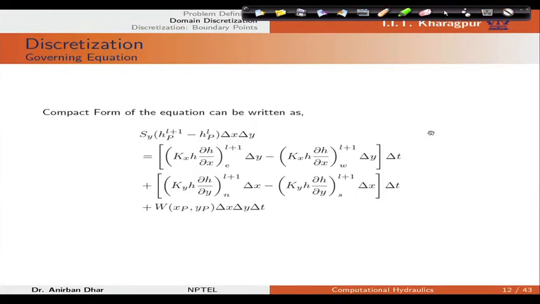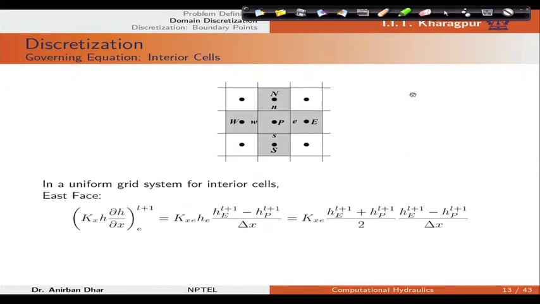Now, in compact form, if we combine all terms, we can get this on the left hand side, and on the right hand side del y will be multiplied with eastern and western face, del x will be multiplied here and del x, del y, del t on this side. So, if we see the case for interior cell, now interior cell east face, this is important.